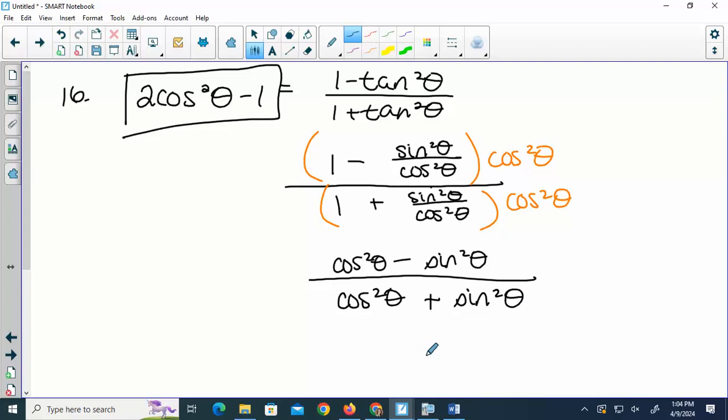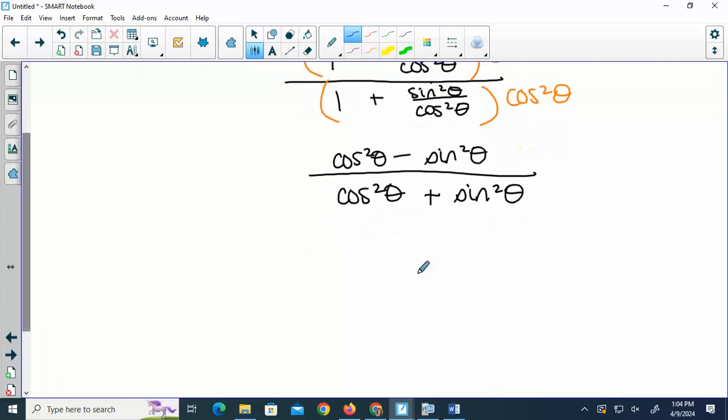Okay, again, different options from here. We should all recognize the denominator. Cosine squared plus sine squared is 1. The numerator, you may or may not recognize. This is a double angle formula, so you could turn it into cosine 2 theta.